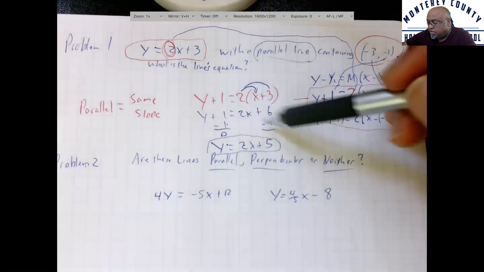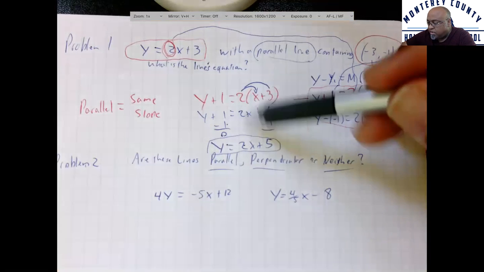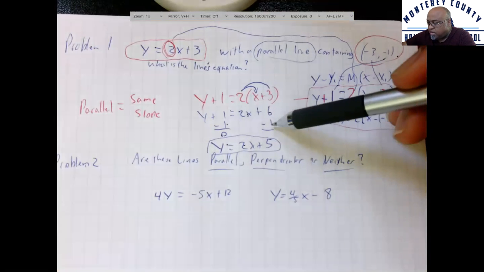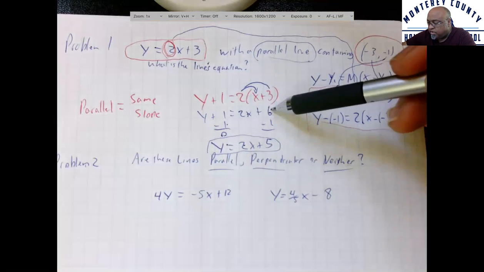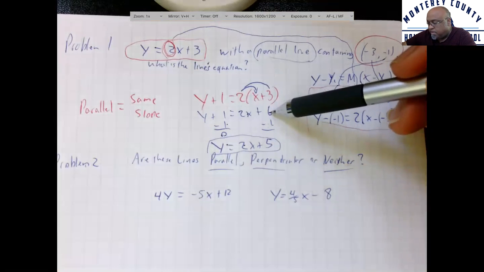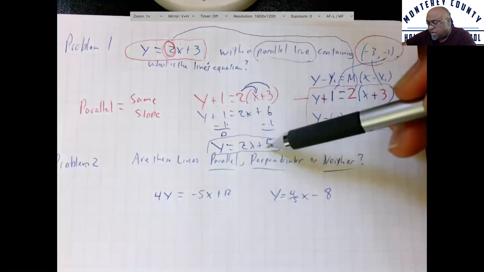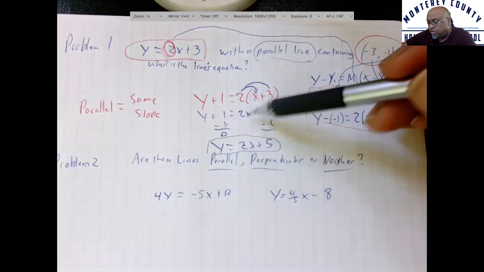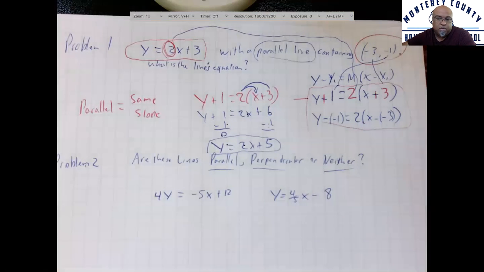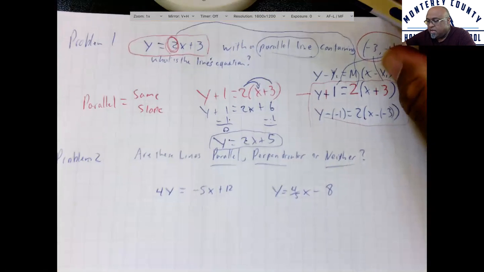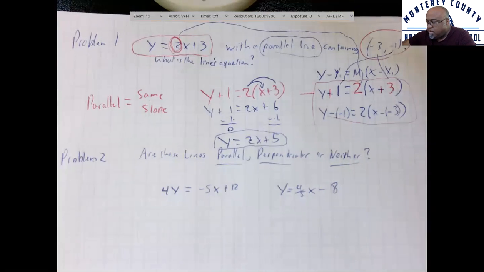I technically subtracted 1 from this entire side of the equation, but since 1 is like terms with 6, I just subtracted it from that. And then by default, it's automatically subtracted from the 2x because it's subtracted from the 6. And 2x plus 6 represents one number. Okay? Let's take a look at problem 2.